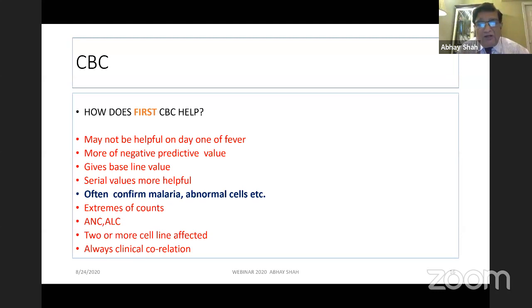Similarly, the absolute neutrophil count will give information. So remember, when more than 2 cell lines are affected, it is also a catch, and you have to be very, very careful. So it will give a baseline value. Most of the time, it may help pick up a diagnosis like malaria, or sometimes extremes of the count will help us to rule out bacterial infection, at least not to confirm it.